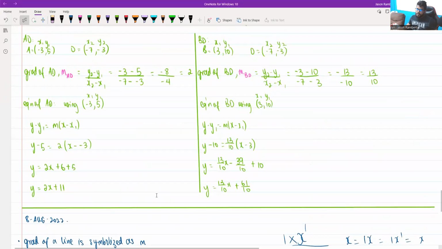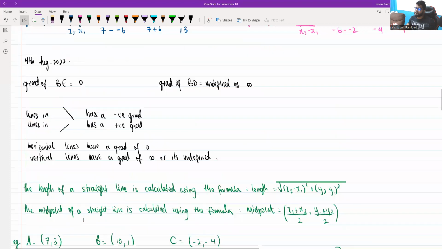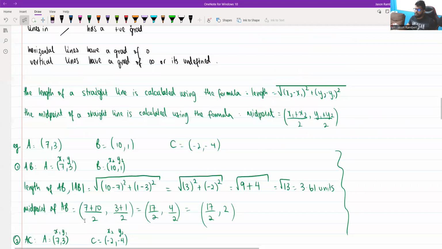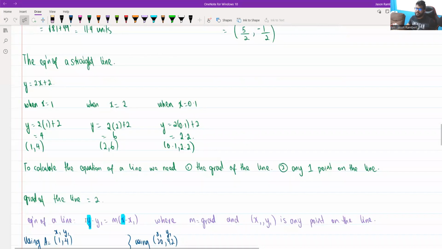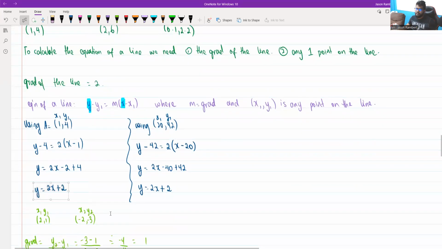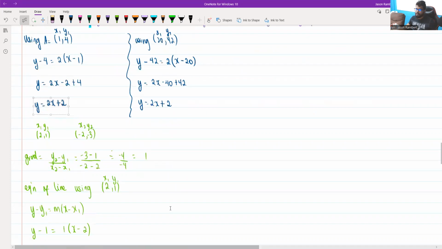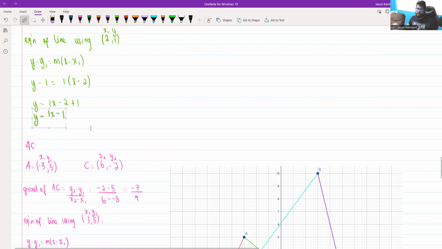And that is the reason I wanted you all to write all of these equations like this. So let me go back up. What is the gradient of this line? 2. May I hear it, Tyrese? 2. And what's the y-intercept? 2. What's the gradient of this line?